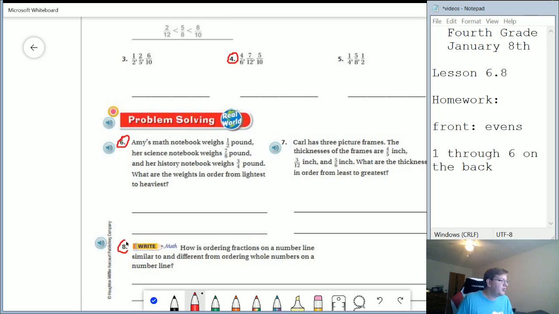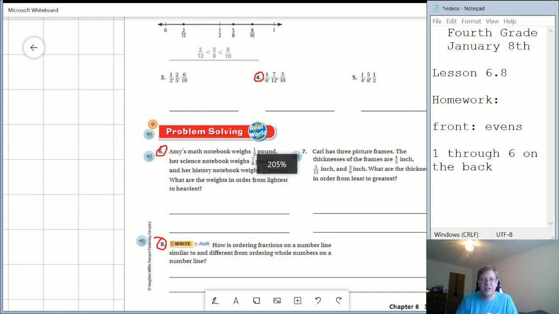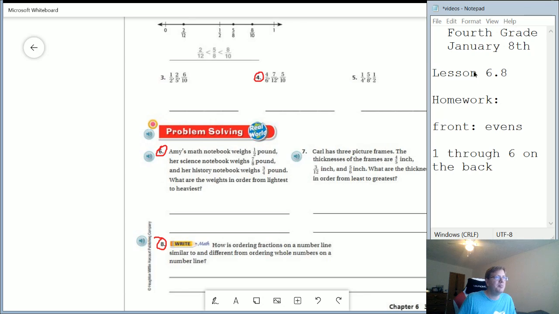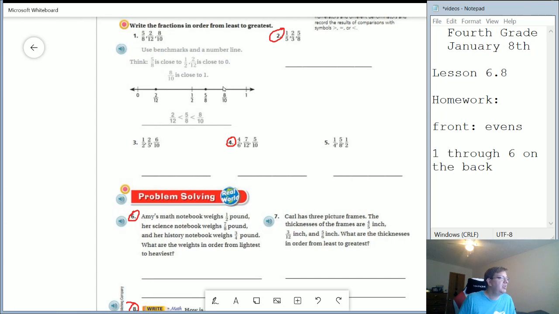Number 8, how is ordering fractions on a number line similar or different from ordering whole numbers? So let's look up here. Let's say that we're looking at this problem. How is comparing all of these using a number line similar to comparing just whole numbers? And how is it different? So for instance, this is not the best example, but we're using a benchmark fraction in here. So I am counting larger numbers on the top. That doesn't necessarily mean that that's always the way it's going to work.